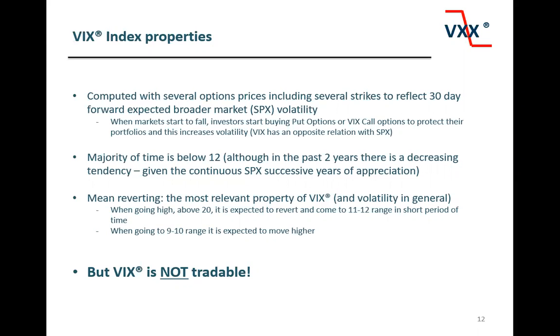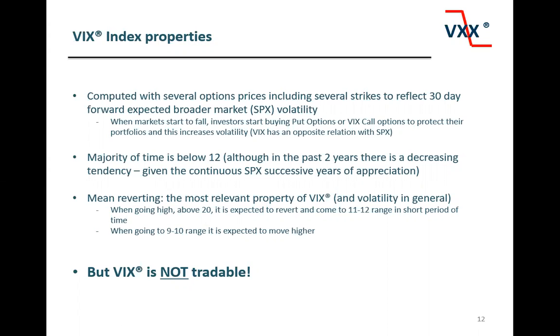So the majority of the time it is below 12, although in the past 2 years there was a decreasing tendency, as you saw by the graph that I put on VIX with a decreasing yellow arrow. And this was because during those 2-3 years, the market was consistently increasing, and VIX was decreasing, especially until last February, where there was this big explosion in volatility.